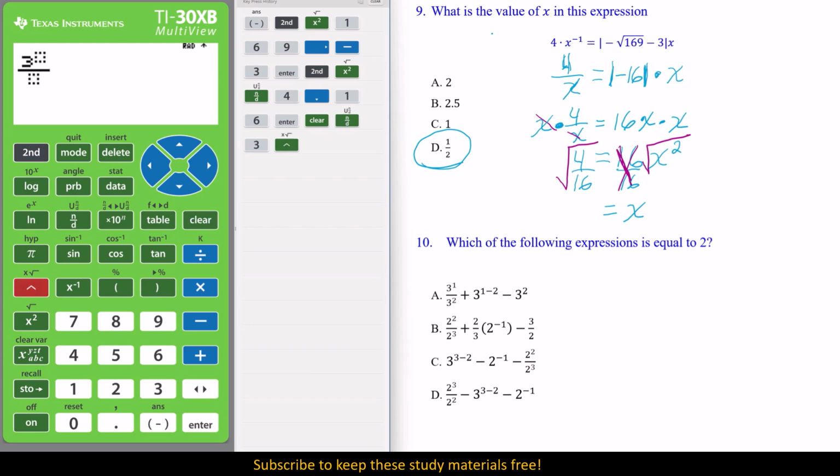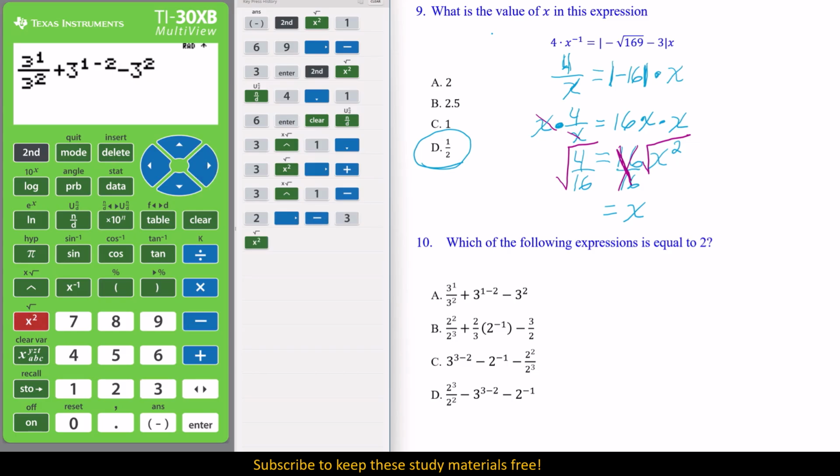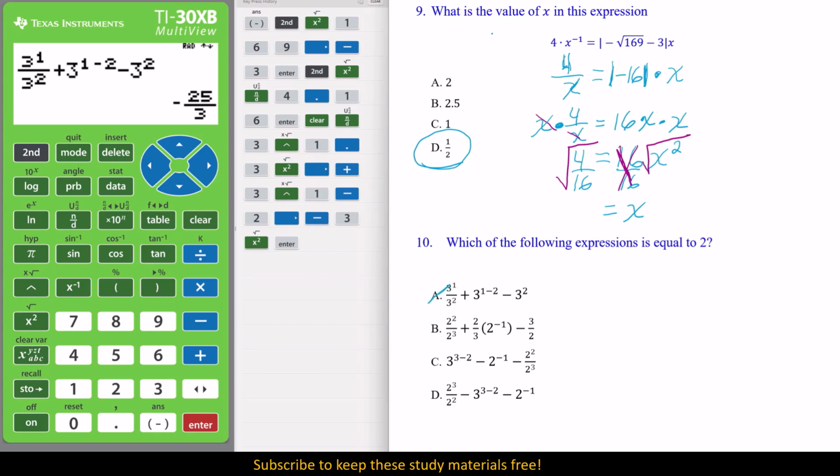And I see 3, carried up 1, or you could have just put in 3. 3 to the first power is just 3. Doesn't matter. Let's just do it the way they have it. Okay, arrow down, 3 squared, arrow over, and I have plus 3, carried up, 1 minus 2, arrow over, because if you don't arrow over, if you haven't already figured it out, you'll just keep typing in the exponent. Okay, so now minus 3 squared. Let's make sure I type that correctly. Double check it, because sometimes I don't. And push enter. Definitely not 2. I could tell it wasn't going to be. Now let's do the next one.